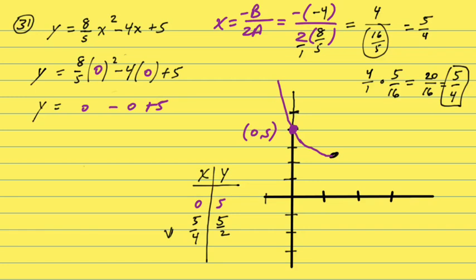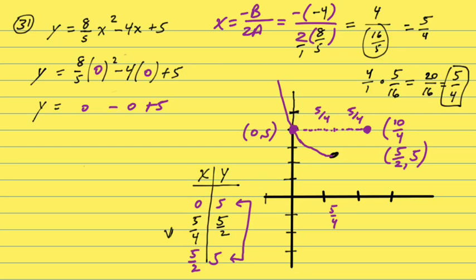Watch this very carefully, please. You went over to 5/4. So if I go over 5/4 and then I go another 5/4, where would I be? 5/4 and 5/4 is 10/4 or 5/2. And what's the y value? 5. So I have 5/2, 5. Again, these should match up, and the parabola opens upward. Some of these are harder than others, but I hope this helps with 1.1 graphing of parabolas.